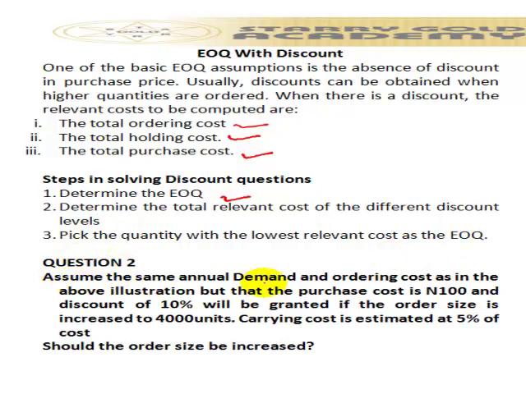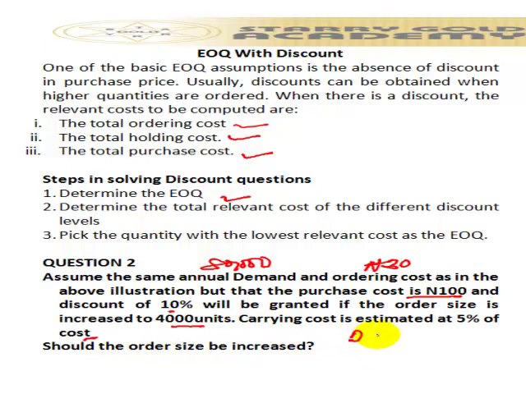Now we are to assume the same annual demand, that's the 80,000 units in the question above, and the ordering cost, which is 30 naira in the above question, but that the purchase cost in this case is 100, and the discount of 10% will be granted if order size is increased to 4,000 units. The carrying cost is estimated at 5% of cost. Should the order size be increased?